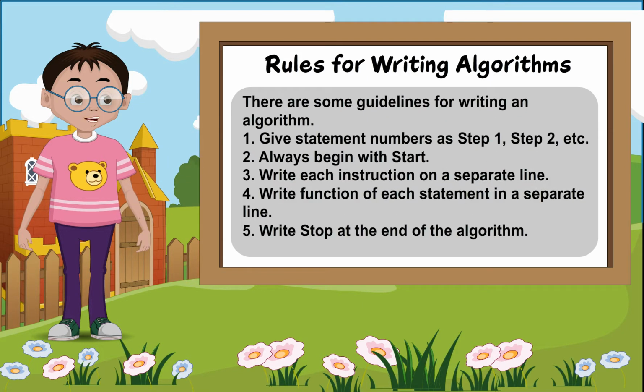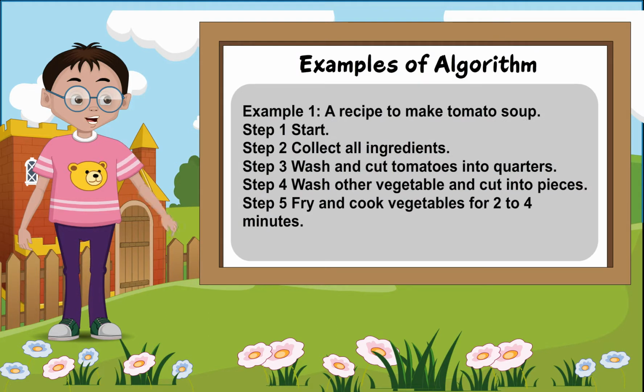Rules for writing algorithms. There are some guidelines for writing an algorithm. Give statement numbers as step 1, step 2, etc. Always begin with start. Write each instruction on a separate line. Write functions of each statement in a separate line. Write stop at the end of the algorithm. Examples of algorithm. Example 1.